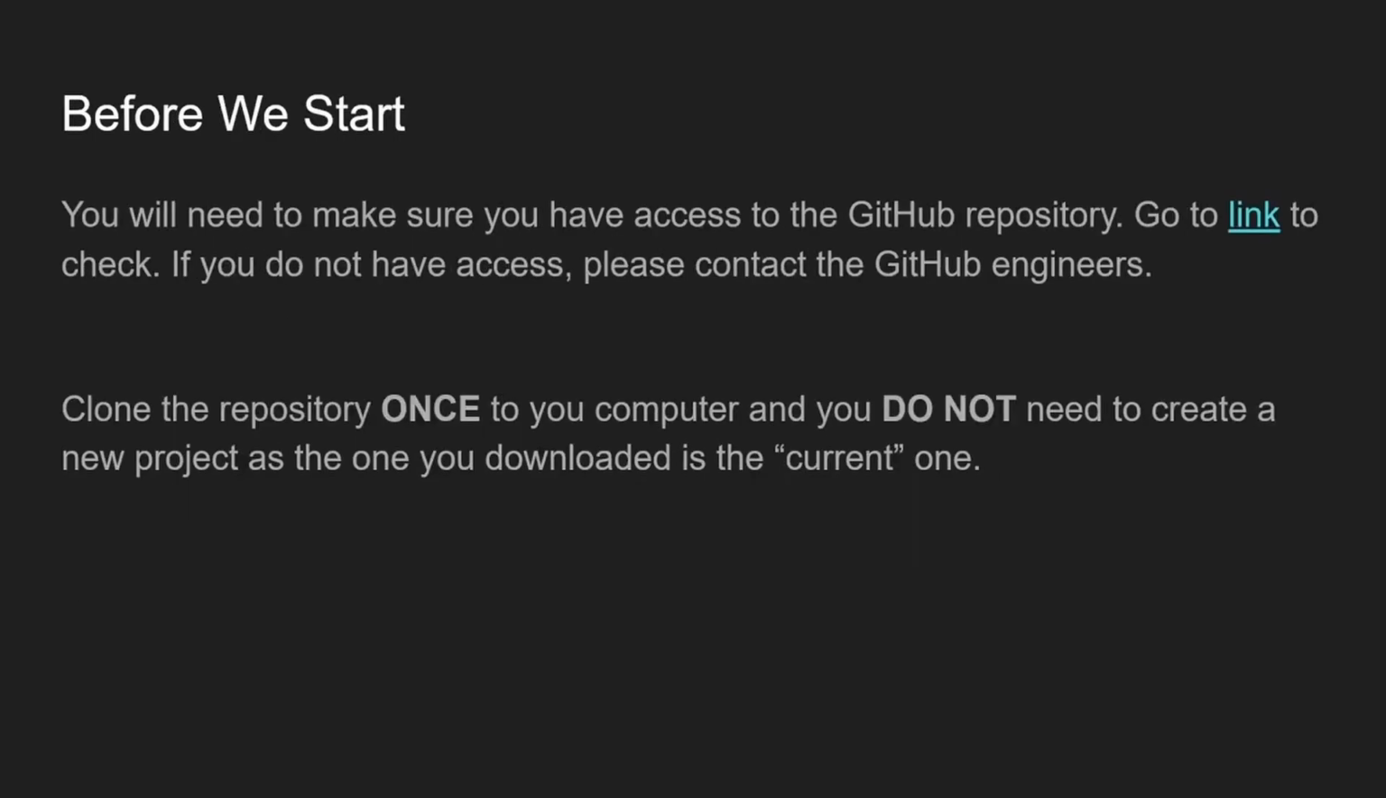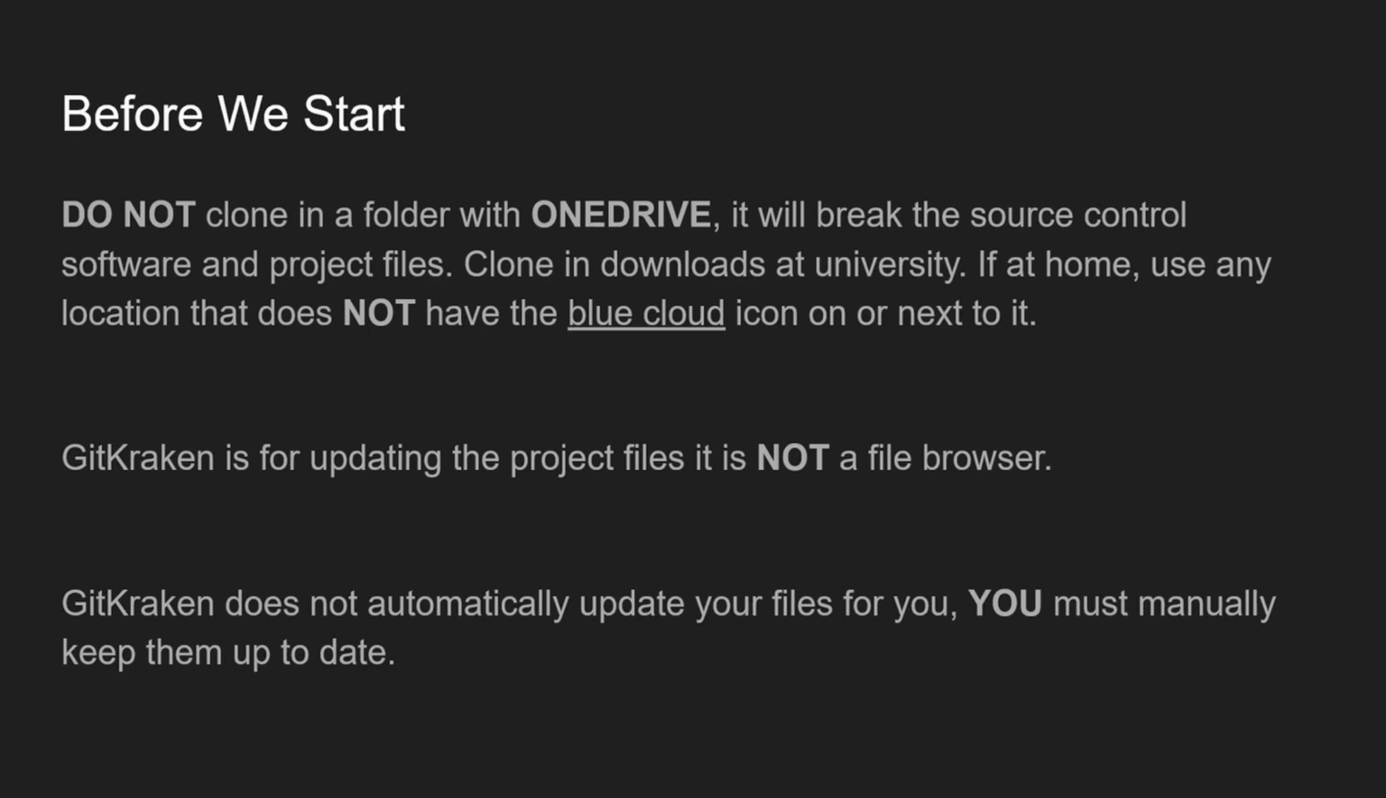Before we start, make sure you have access to the repository to make branches and pull requests. If you don't, just contact a GitHub engineer. You only need to clone once, unless you want to clone onto an external drive. If you do, rename the repository folder to something like USB Studio 2. Don't clone where there is OneDrive. It fights any source control. If you do have OneDrive, clone to your downloads folder.